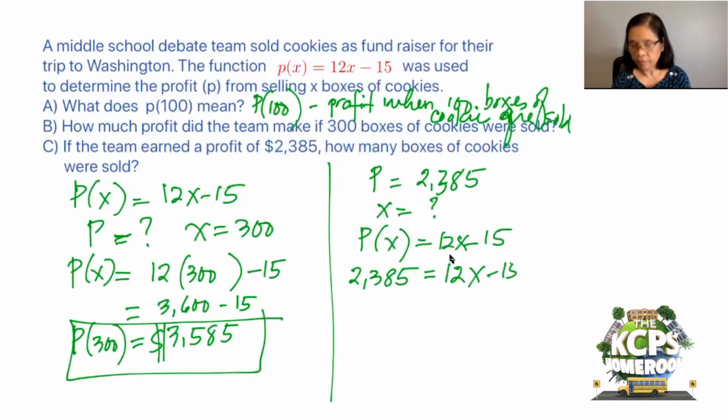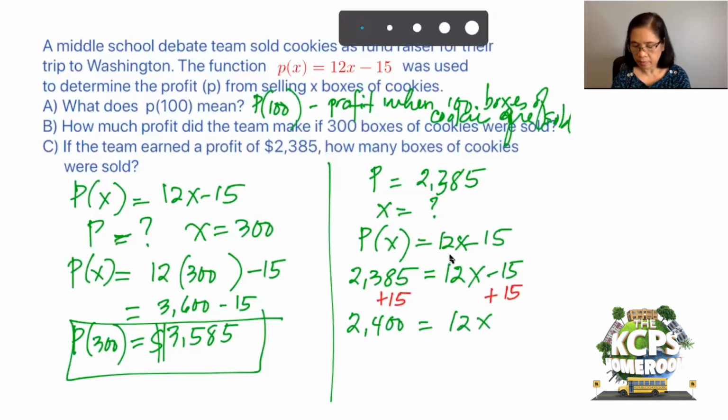Then minus 15. Solving for this equation, we eliminate minus 15 by adding 15 on both sides. And this will give us 12X equals 2,400. Please double check my computation.